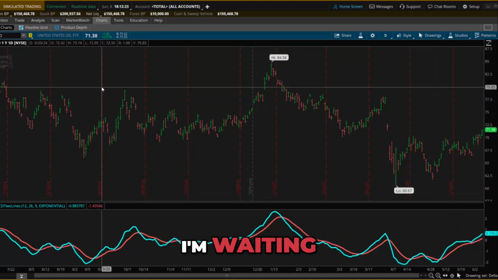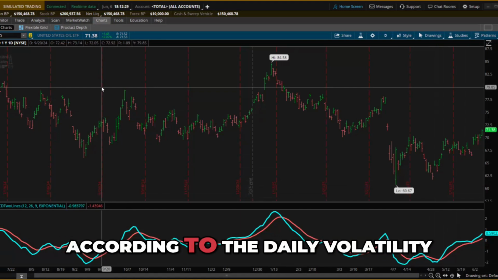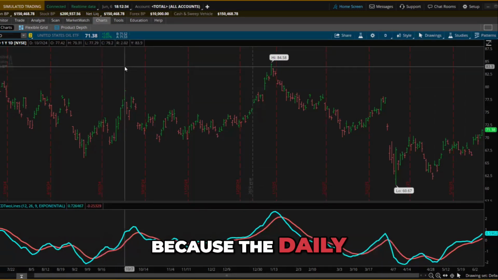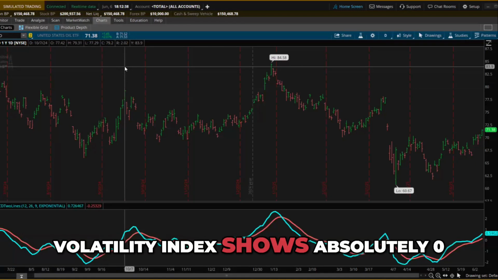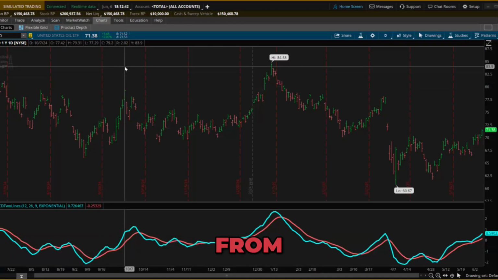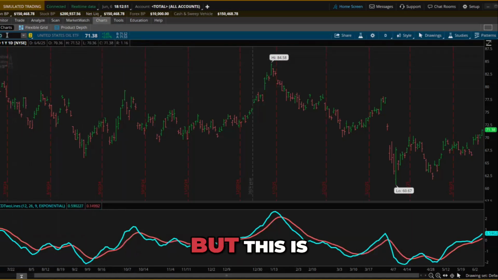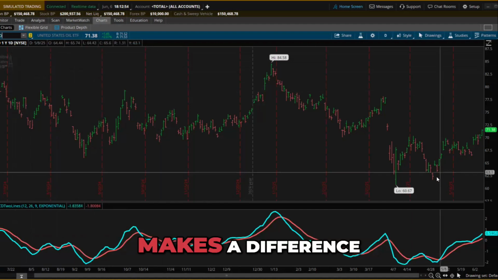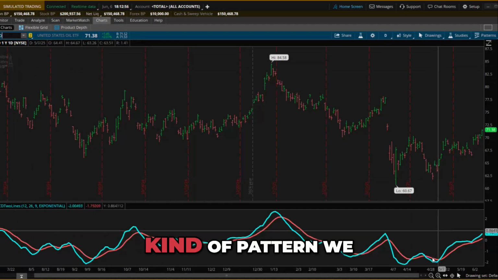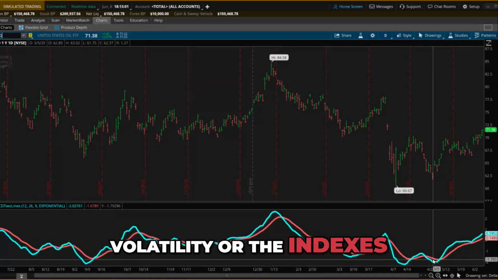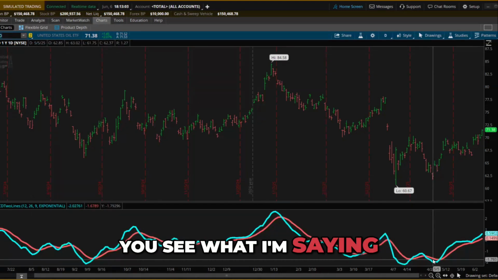Okay, I'm waiting and waiting and waiting. We see some that are short-lived patterns. According to the daily volatility, that's all we can get is something short-lived because the daily volatility index shows absolutely zero for 3 weeks or a month. That absolutely has not produced anything of value. But this is where it makes a difference. So this is the kind of pattern we were looking for on volatility or the indexes on a daily chart. You see what I'm saying?